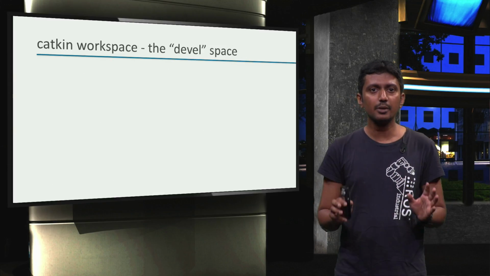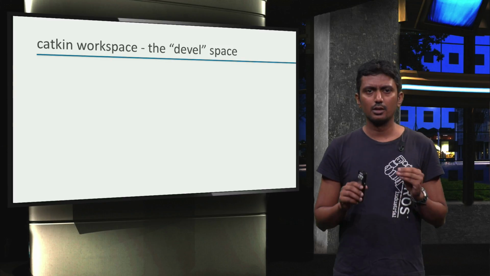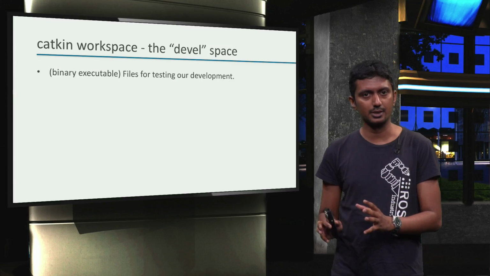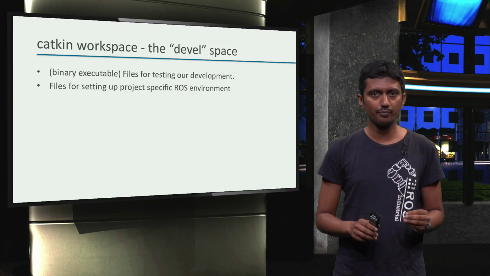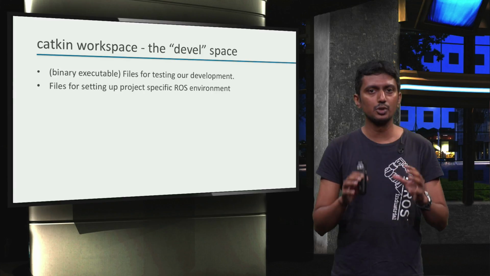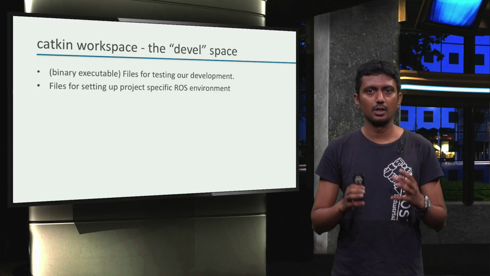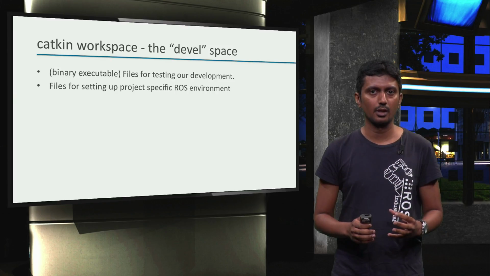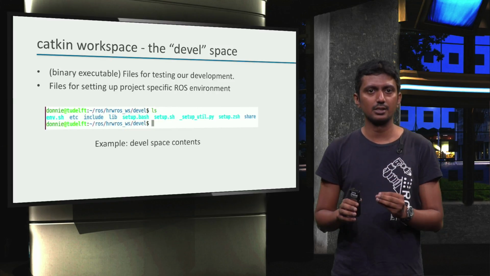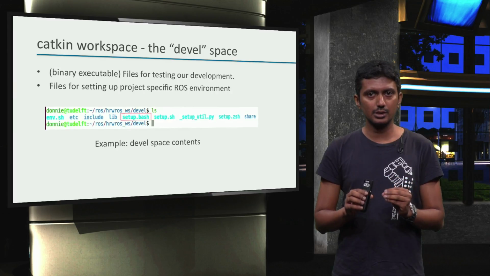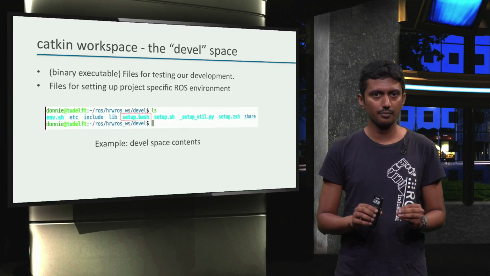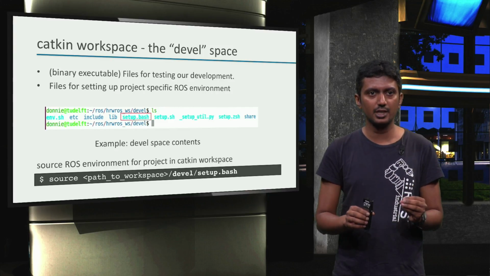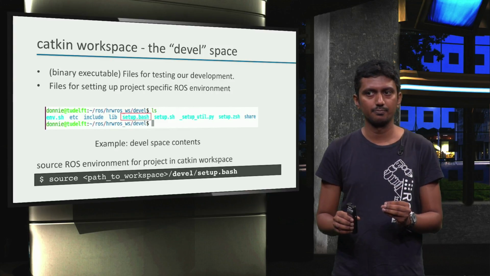Finally, a quick sneak peek into the devel space. The devel space contains the binary executables of the functionality coded in the source space. Also, the devel space houses the most important files to set up our project-specific ROS environment on our Linux terminals. These are the setup files. It is very common to use the bash shell in the Linux terminal, and hence the command to source the project-specific setup files from the devel space.